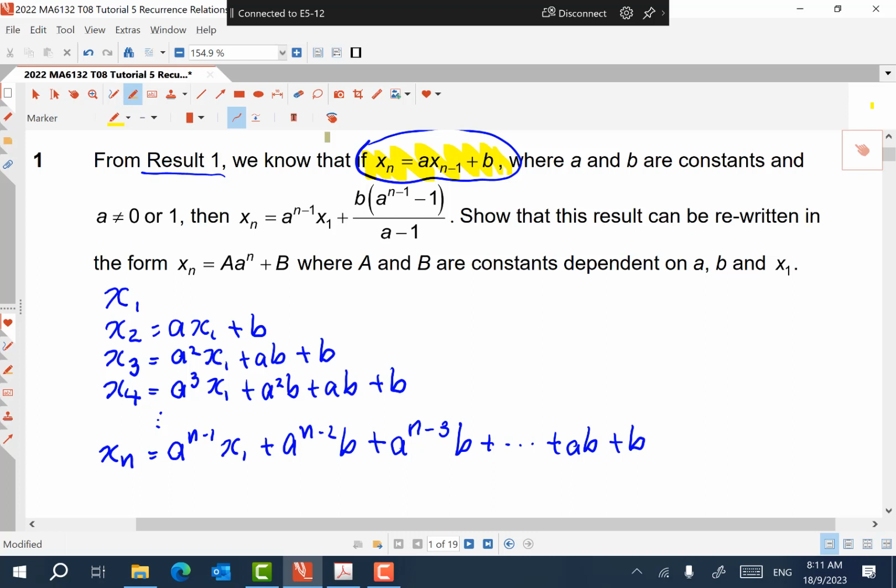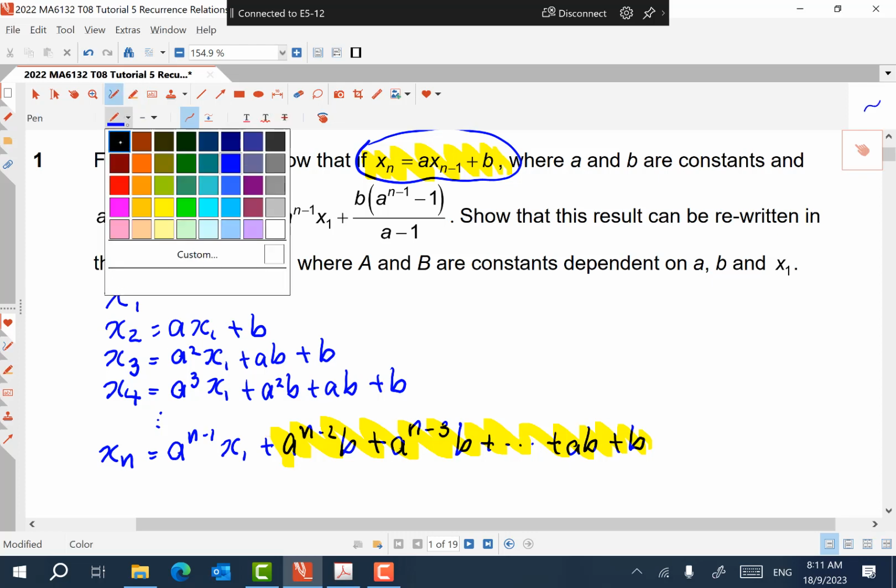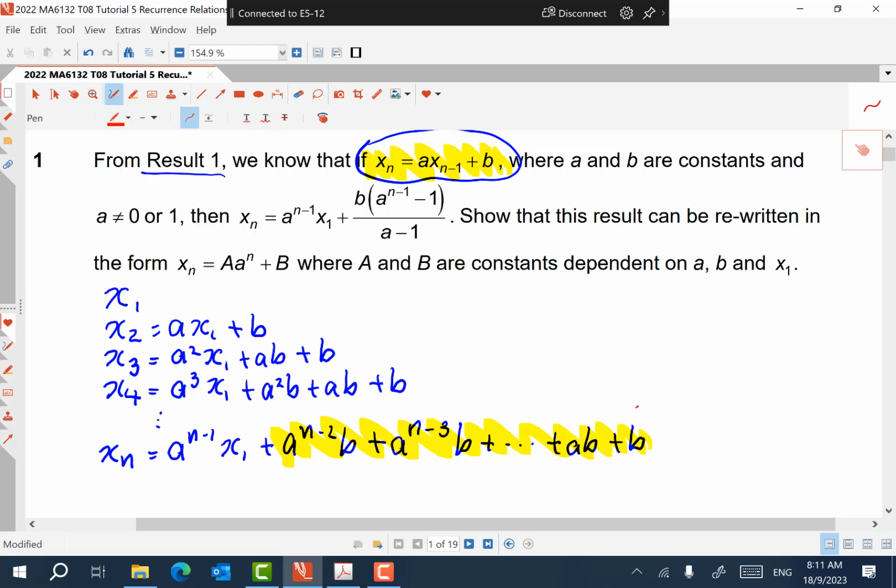And once you have done so, you realize that these terms behind form a GP. It is easier for you to see this GP in this direction, where the first term is b and the common ratio is a.